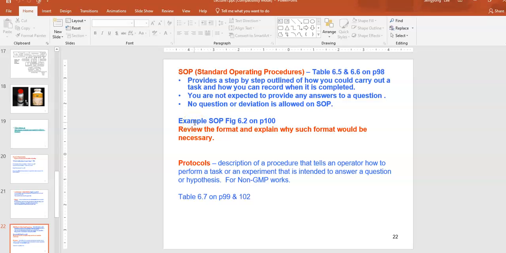An example SOP is given in your textbook, figure 6.2. Take a look at it. Take a look at the format and everything. So you will be writing one in your lab. So we'll talk about this more.